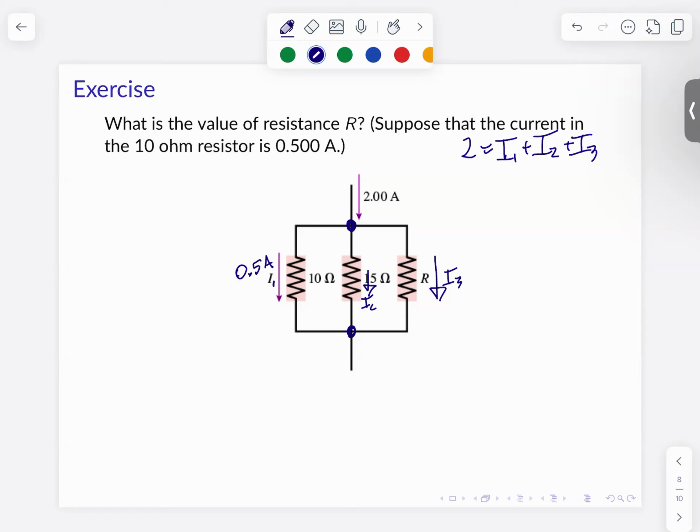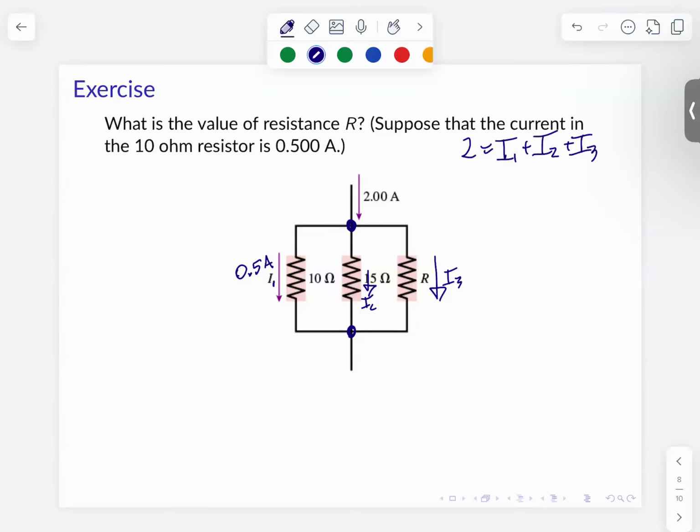What's the current in this wire? 2. Good. If I were just given the current down here, I could equivalently write in equals I1 plus I2 plus I3 equals 2 as out. It doesn't matter which is in and which is out. Out equals in equals out, it just depends on which side of the circuit you look at.